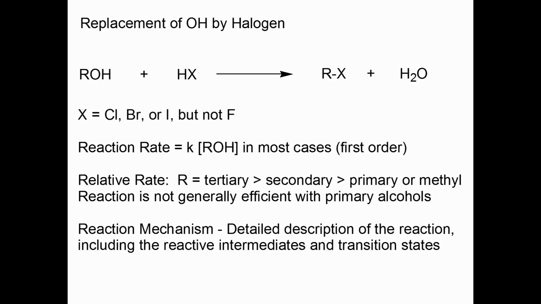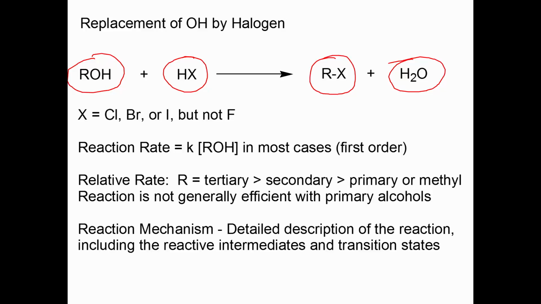Okay, this video is going to focus on the reaction written up here, where we take an alcohol and a hydrohalic acid like HCl, HBr, or HI, but not HF, and in that transformation turn the alcohol into the alkyl halide, giving you water as a byproduct. This reaction is limited to HCl, HBr, and HI, but not HF.